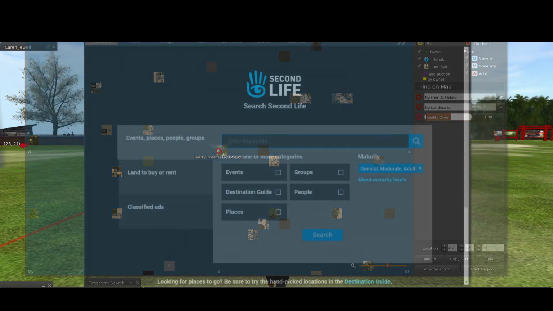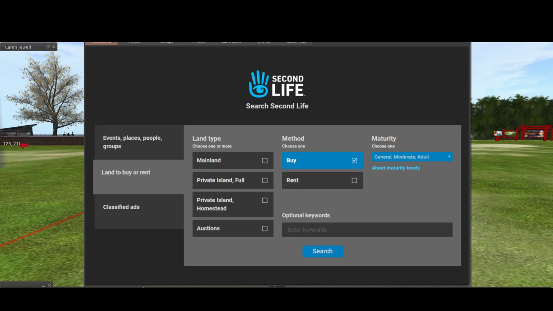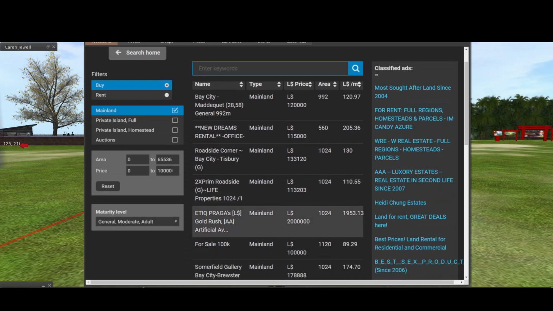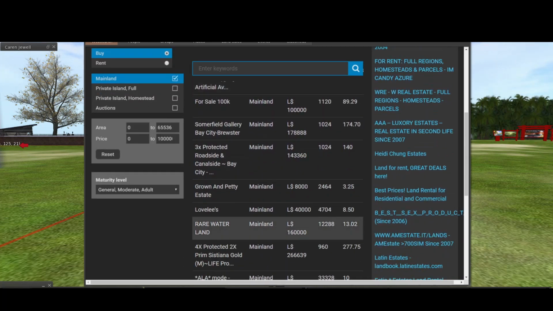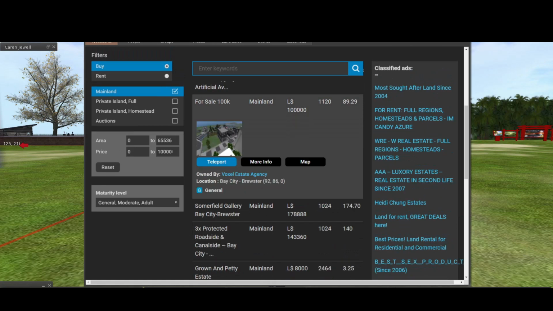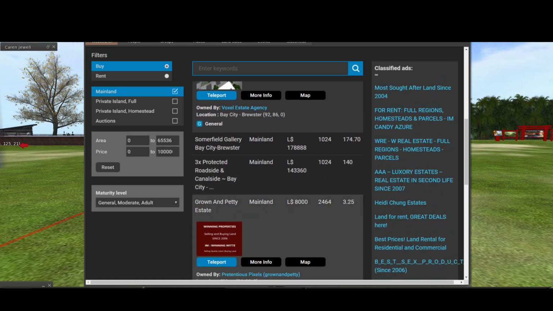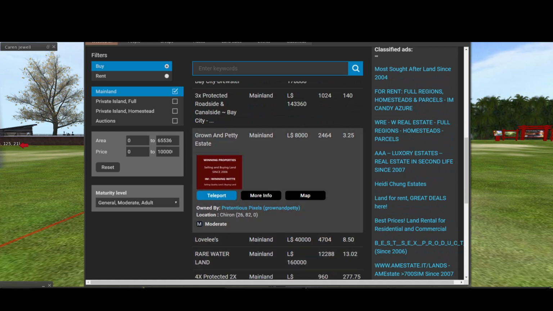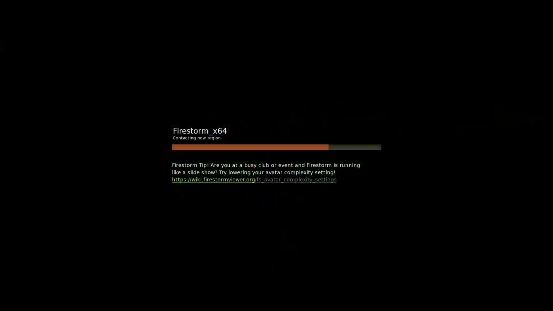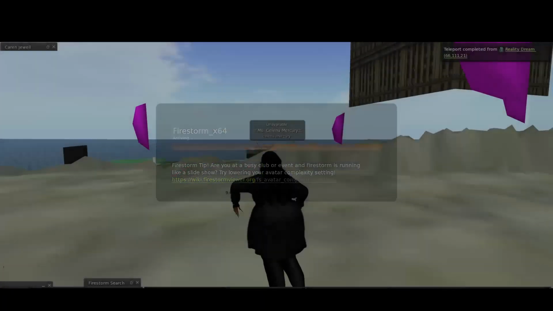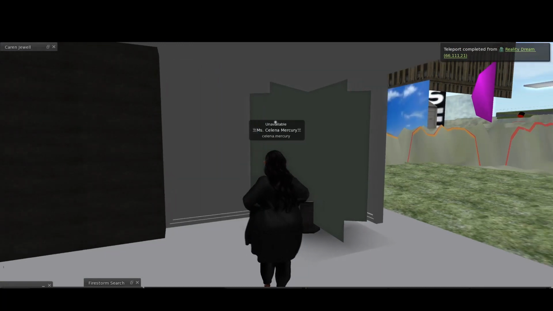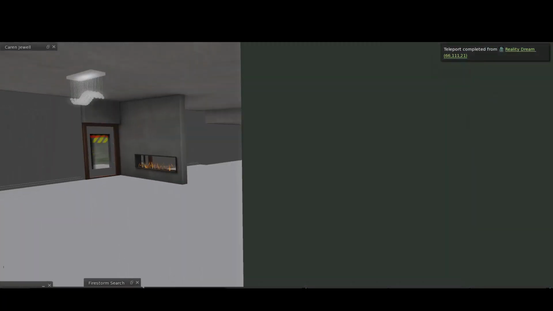This is just not. And we are going to Grown and Petty Estate. Okay, let's teleport over there. Chiron. This is actually for sale. This is for sale.